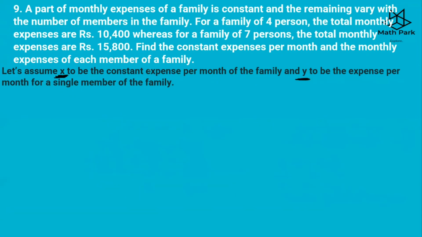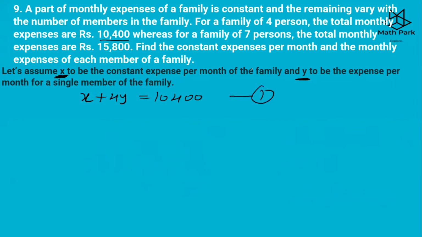Okay, so now this is the equation. We get here the constant monthly expense as x. So x is going to be constant. And for the first family, a family of 4 persons, y is the expense for each. So for 4 people, the expense is going to be 4y. And then the expenses are 10,400. So x plus 4y is equal to 10,400. This becomes our equation number 1.